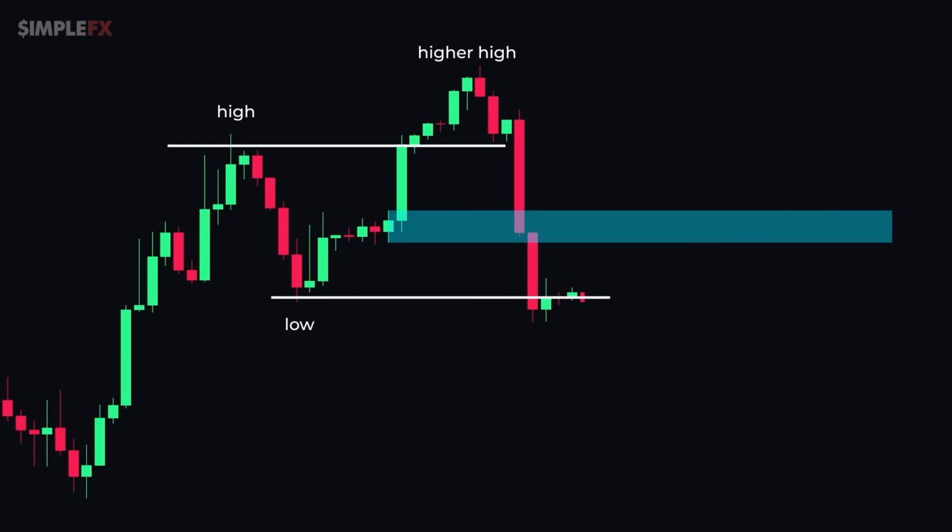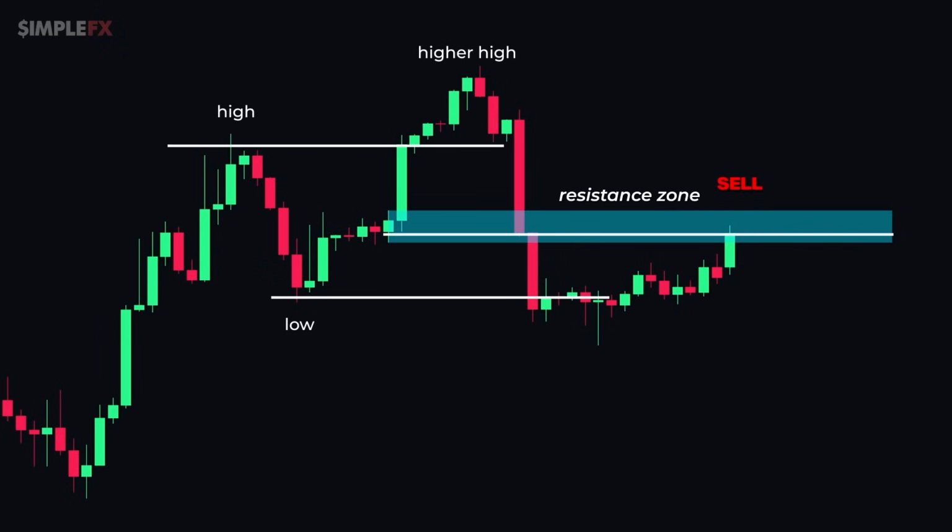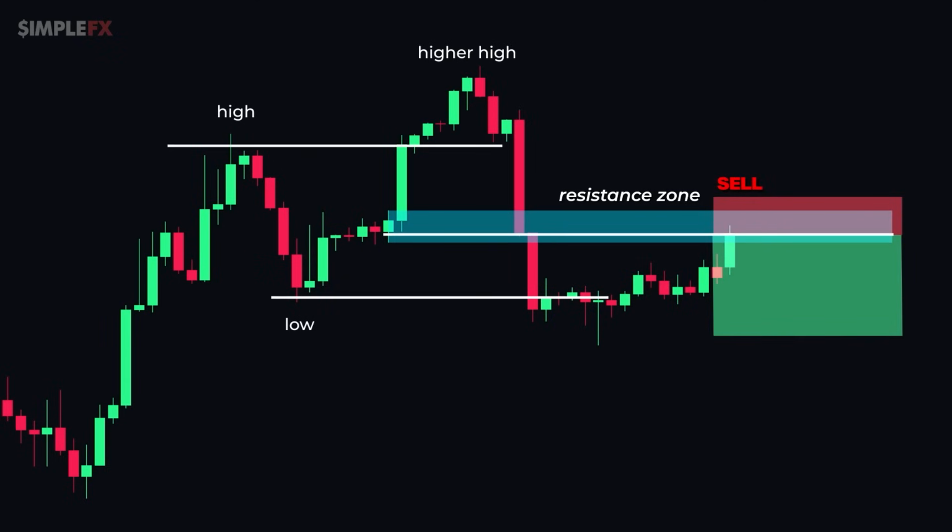Now, as the price retraces back toward the previous order block, it can now act as a potential resistance zone. This is a prime area to open a short position. Then, place your stop loss slightly above the breaker block and set your take profit at 2 times the size of the stop loss. And as you can see, the price rejected this order block, hit our target, and resulted in a nice profit.